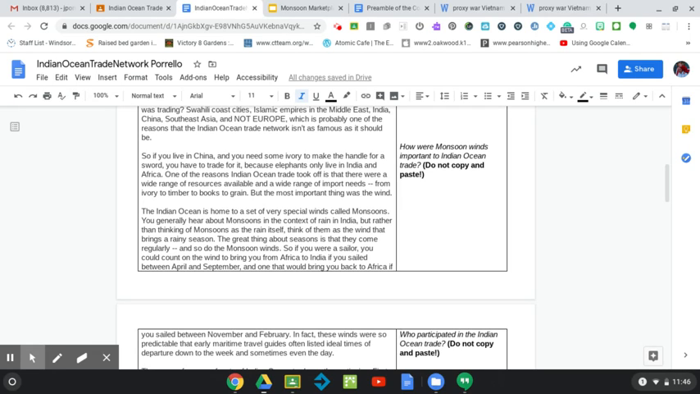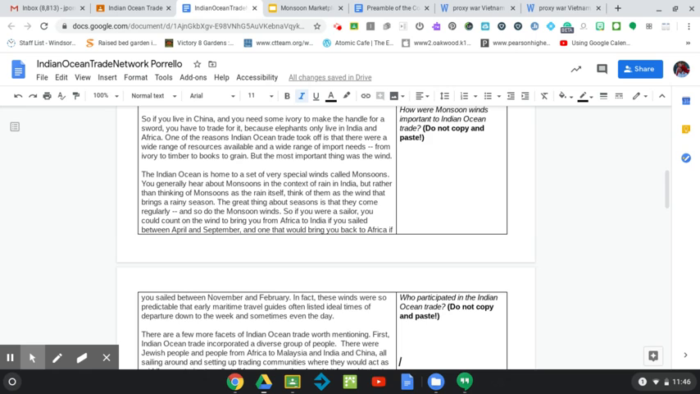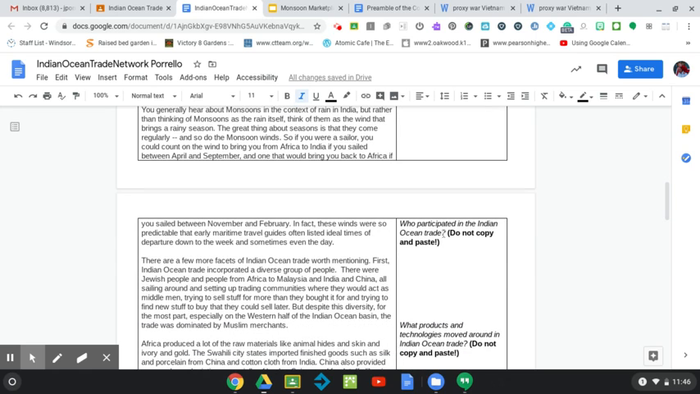Without them, sailors would not be able to reliably sail from Africa to India and back again. Okay, next paragraph. Who participated in Indian Ocean trade? There are a few more facets of Indian Ocean trade worth mentioning. First, Indian Ocean trade incorporated a diverse group of people.